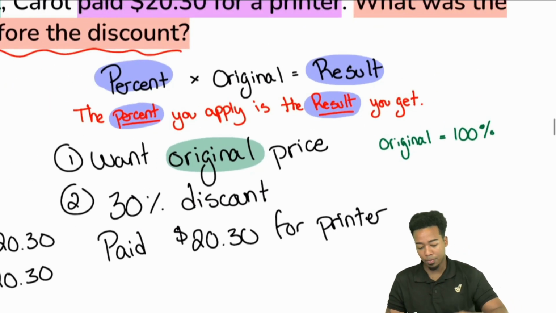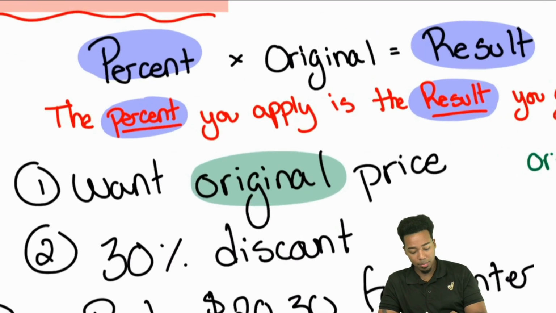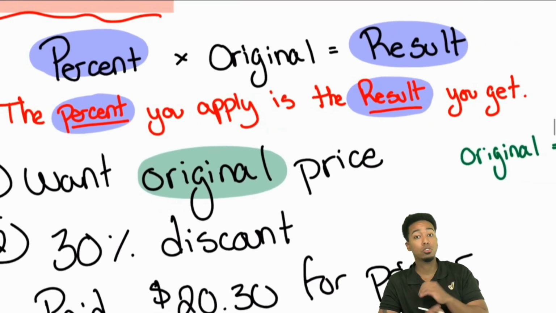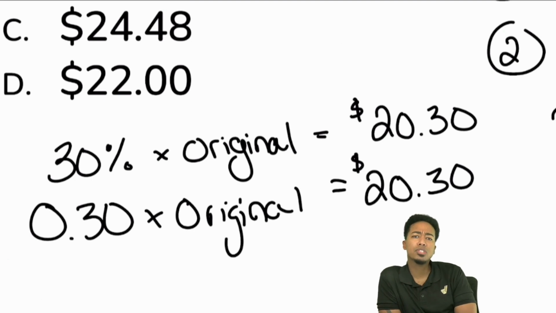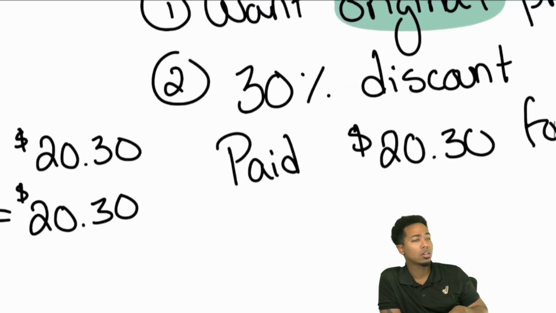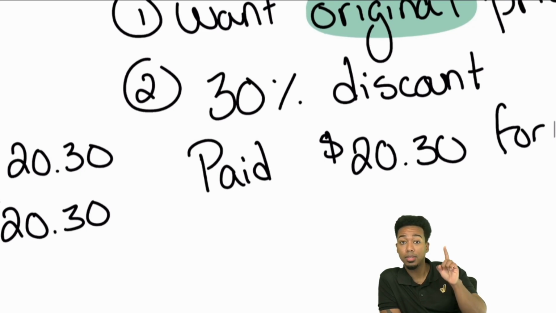Okay. Now, here's the reason why I said this. I'm going to set you up real nicely here. That statement that I had you write down, then say into the chat box, and I'm hoping you said it out loud to yourself: the percent you apply is the result that you get. That 30% that we put into the equation, that 30% represents what word? Discount. 30% represents the discount.